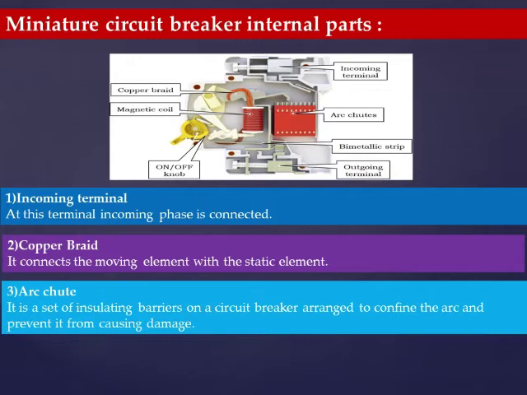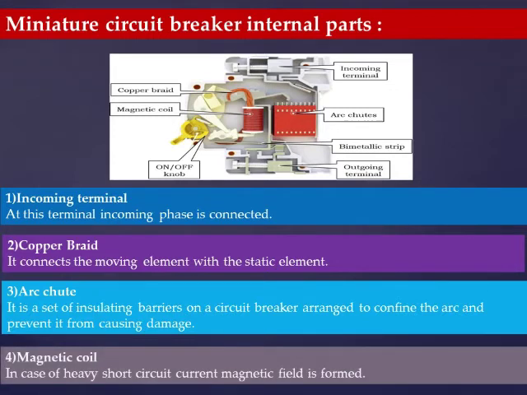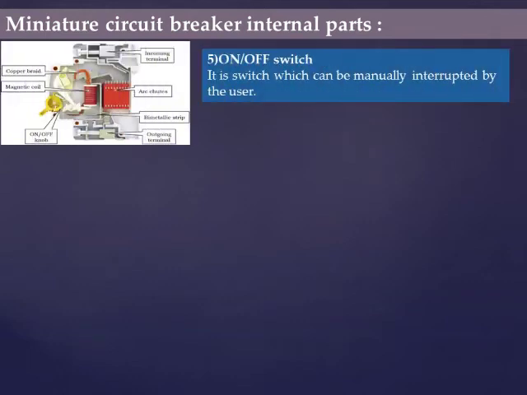Fourth is the magnetic coil. The magnetic coil is a part of the thermal tripping arrangement. In case of heavy short circuit current, a magnetic field is formed. Fifth part is the on-off switch. It is a switch which can be manually operated by the user.